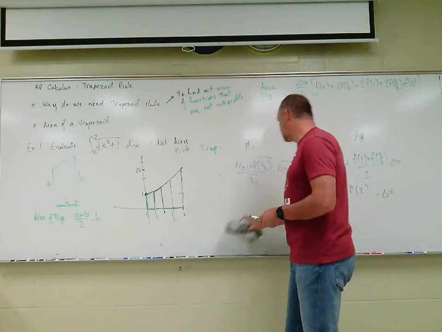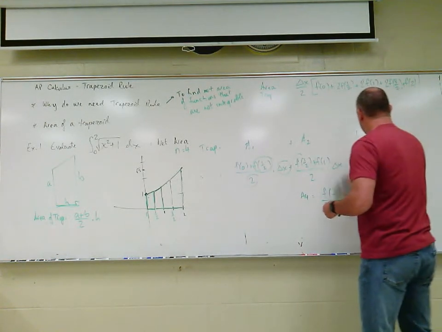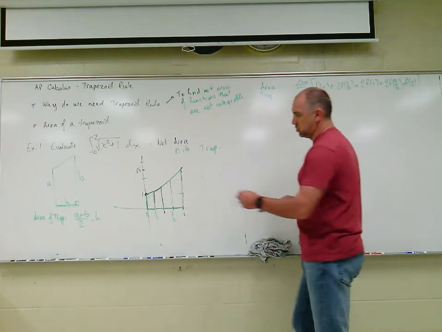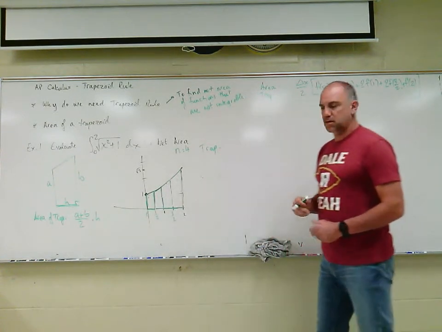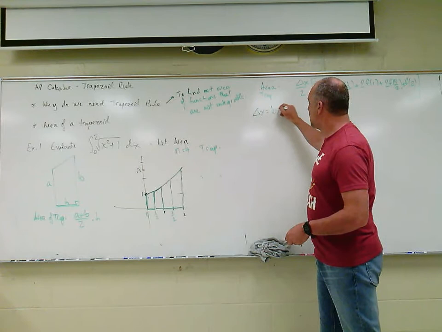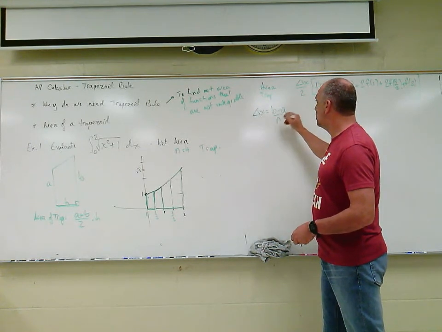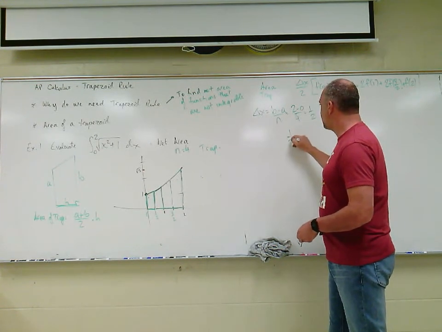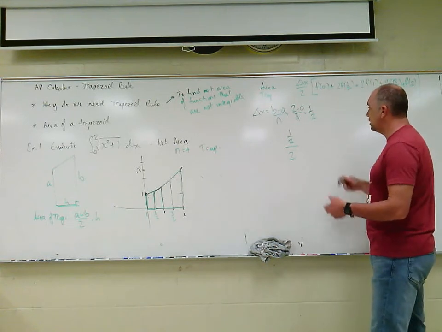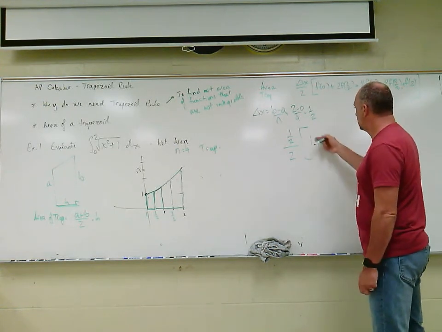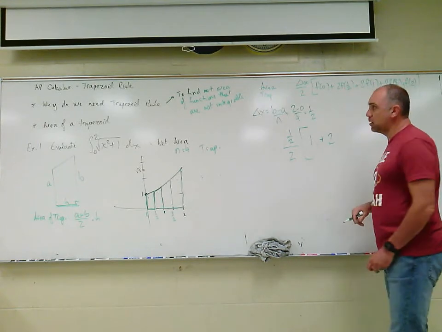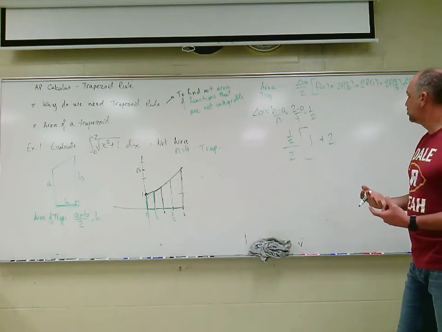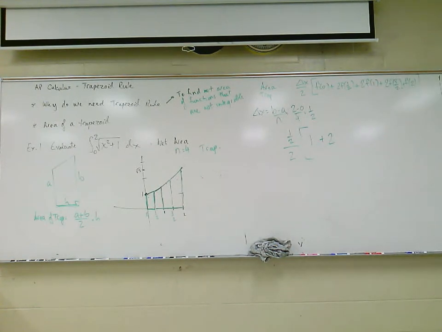So let's make a couple of substitutions now. What's delta x? Delta x is still always b minus a over n, so it's 2 minus 0 over 4 trapezoids, which is a half. So we've got a half over 2. f of 0 is 1. At this point I'm going to have to use my calculator and put some decimals in place, so I'll grab the calculator real quick.